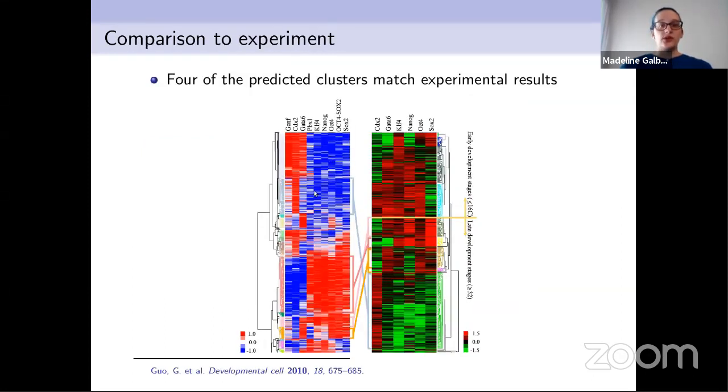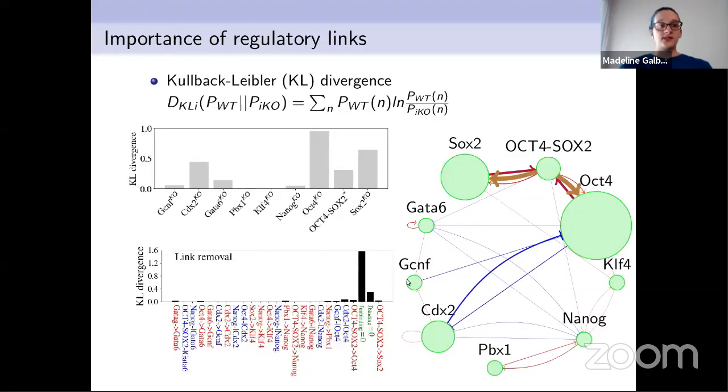And so you see that around 4 of the predicted clusters from RACIPE actually match those within the experimental results. And so we can also look at how the regulatory links behave. One way to do that is using the Kullback-Leibler divergence, in which a higher value of the divergence means the more important that link or gene is within this network.